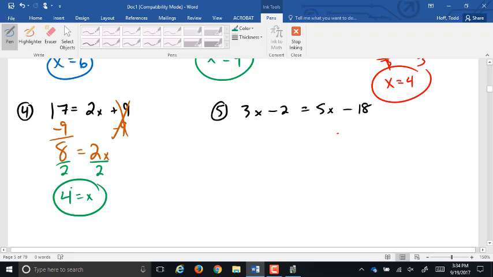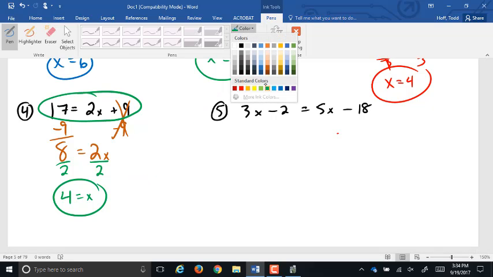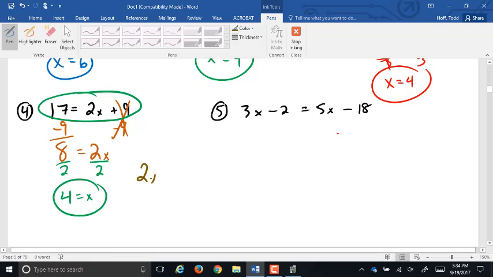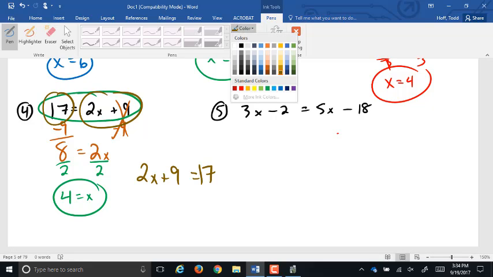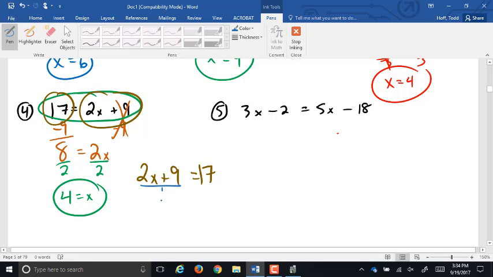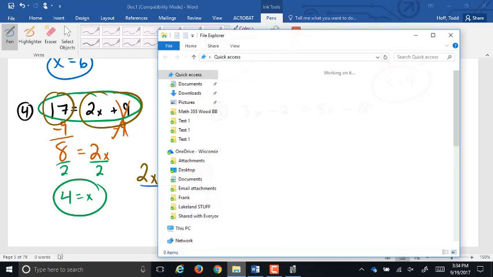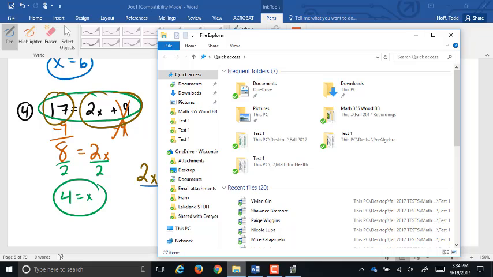Now, some of you don't like having the variable on the right side. So you can take this 17 equals 2x plus 9, and you can rewrite it as 2x plus 9 equals 17. Remember, these two things are equal, so it doesn't matter which side they're on. Think of it as just looking at the scale from the other side. It still has 2x plus 9 on one side and 17 on the other, so it should still balance.